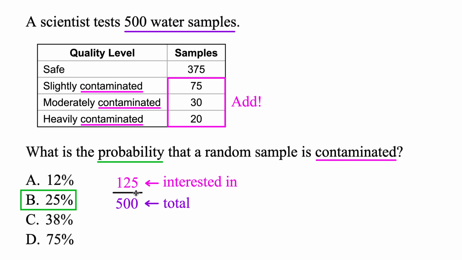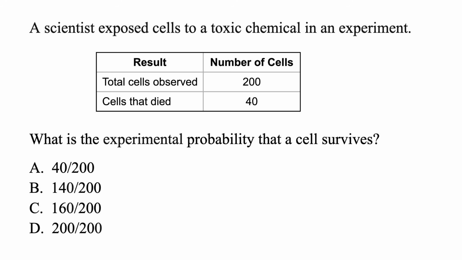But let's look at some different types they could ask. Once again, we're finding a probability. What does it mean if it's an experimental probability? Well, that just means that the data they gave you was based on an experiment. That's all. So you can ignore that. We're just going to do a regular probability. Let's set up our fraction. What are we interested in this time? What are we going to put up top?